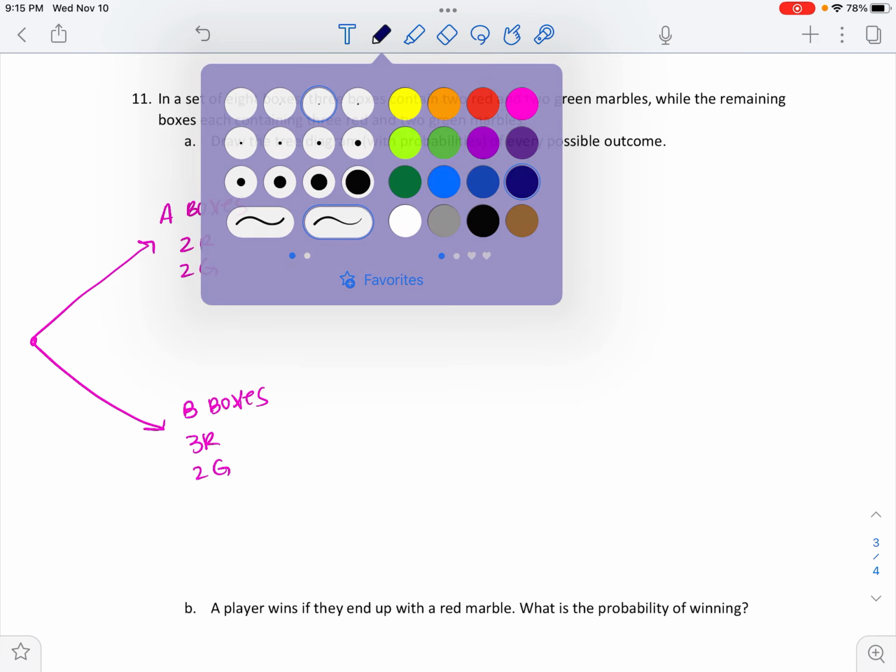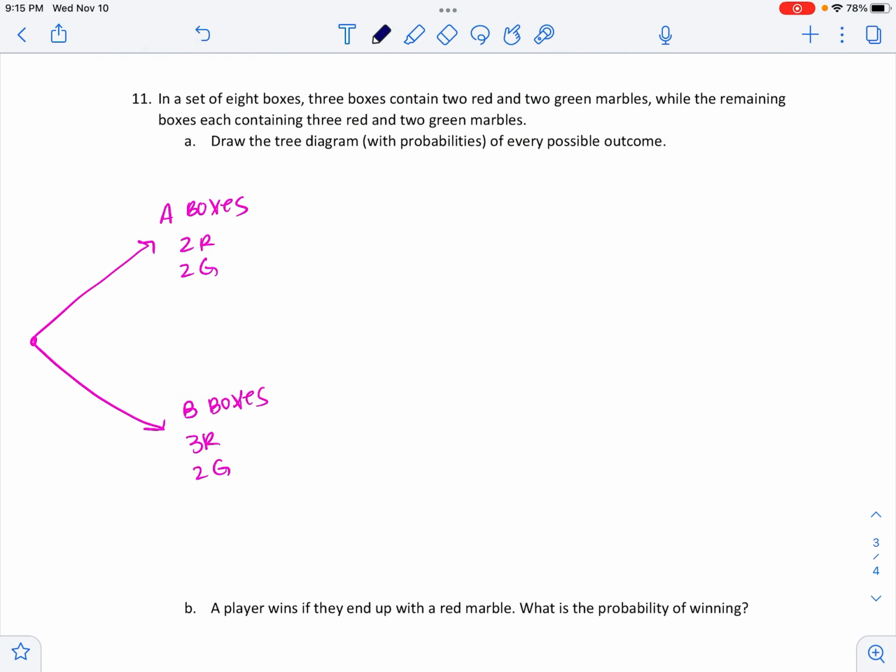And now, what is the probability of choosing an A box or a B box? Well, there are 3 A boxes out of the 8 total. So the probability of going along the A box route is 3 out of 8. And then the B boxes is just everything that's left, so that leaves 5 out of the 8 total boxes.